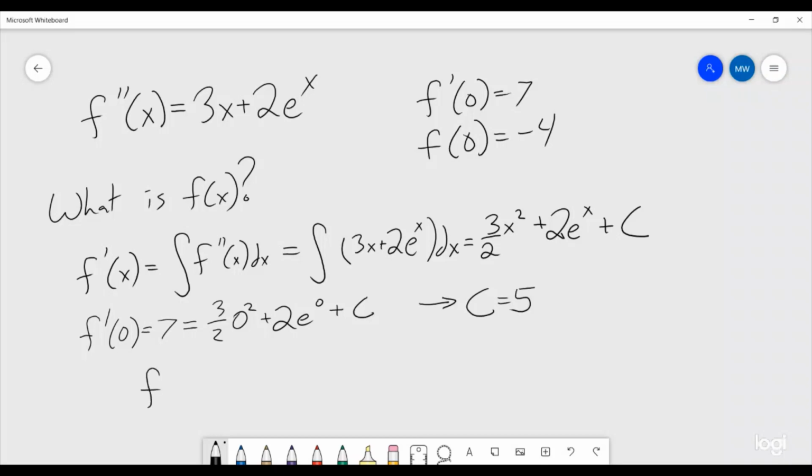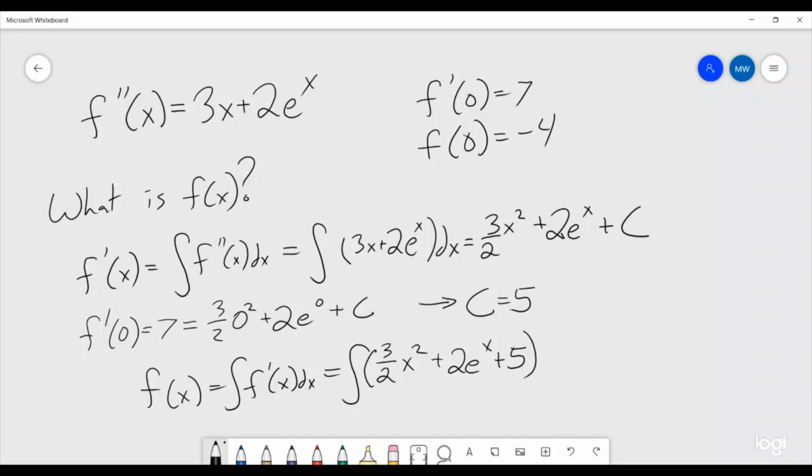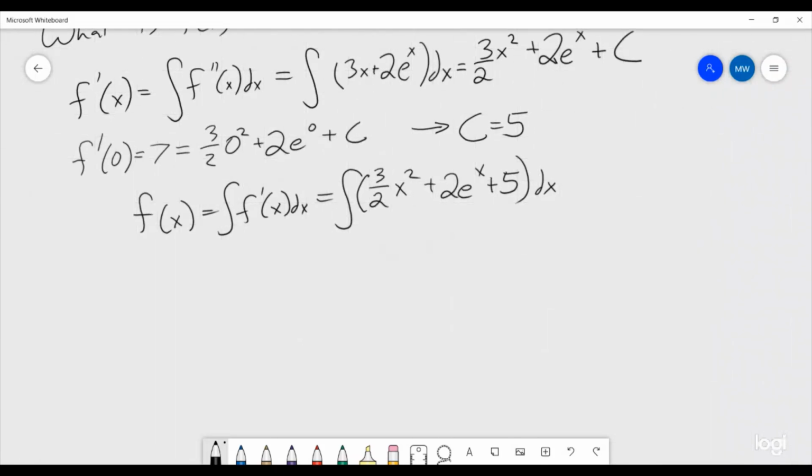So we can then say, well, what's f of x? Well, that's the integral of f prime of x dx. So this is the integral of 3/2 x squared plus 2e to the x plus 5 dx. Now that we have that, we can go through and evaluate this, and that'll be 3/2 x cubed over 3, so that becomes just 1/2 x cubed plus 2e to the x plus 5x plus some unknown constant d is f of x.